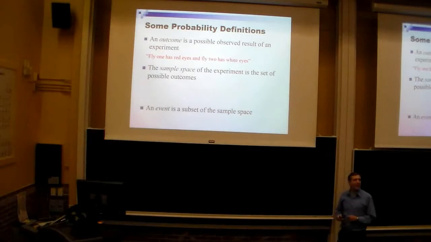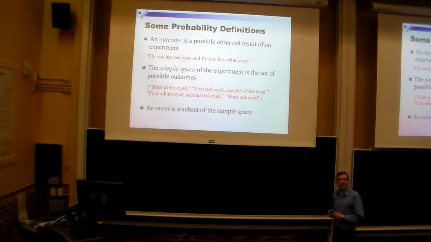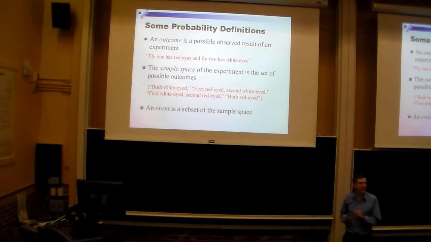The sample space then is the set of all possible outcomes. So in this case of looking at two flies, the possible outcomes are they're both white-eyed, or the first is red-eyed, the second white-eyed, or the first is white-eyed, the second red-eyed, or they're both red-eyed. That is the set of possible outcomes, and so it defines the sample space for this particular experiment if we're looking at two flies. We then define subsets of the sample space as events.